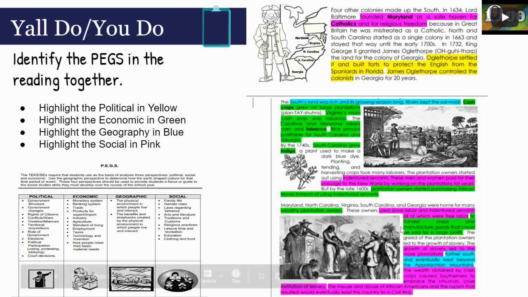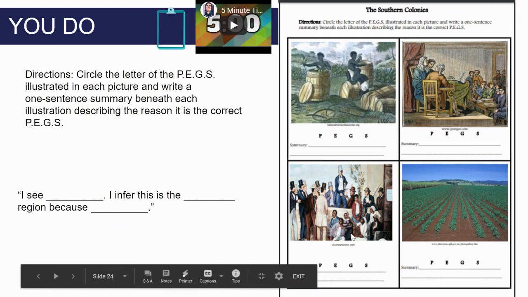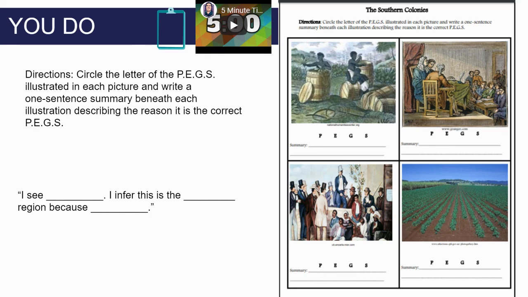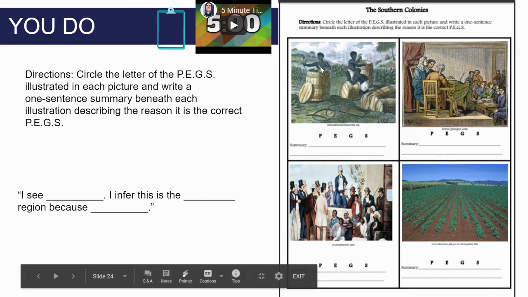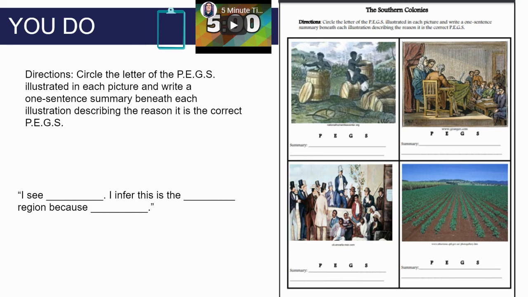Okay, very good. So now what you're going to do is take a moment and analyze the visuals that we see in this picture. We'll do one of them together. We can do this top one up here together. I provided you with a STEM question to help you navigate the visual. You're going to analyze the visual. What is it that you see? Name it. Identify it as a peg. Is it political, economical, geographical, or social? And then describe it in your own words.